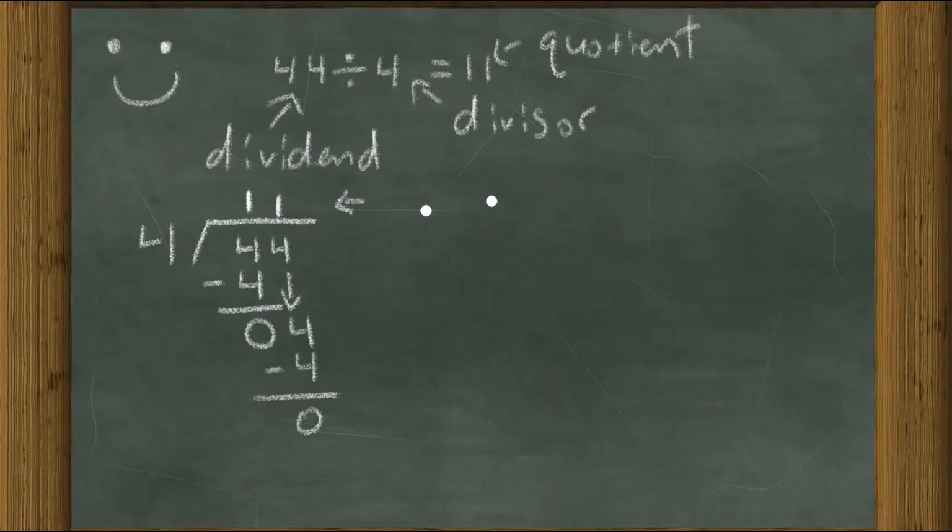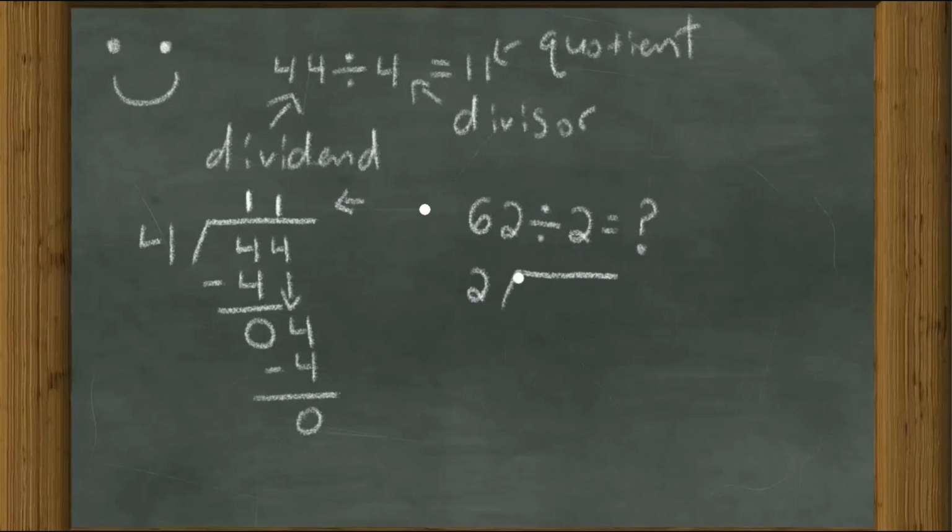So let's look at one more example. It's going to be 62 divided by 2. So I'm going to rewrite this with the divisor on the outside. Inside the little house is going to be the dividend, which is 62. I'm going to look at the highest place value, which is 6. How many times can 2 fit into 6? Well, really, I'm doing a small division problem, saying what is 6 divided by 2? So I know I can fit 2 3 times into 6. So I'm going to write 3.